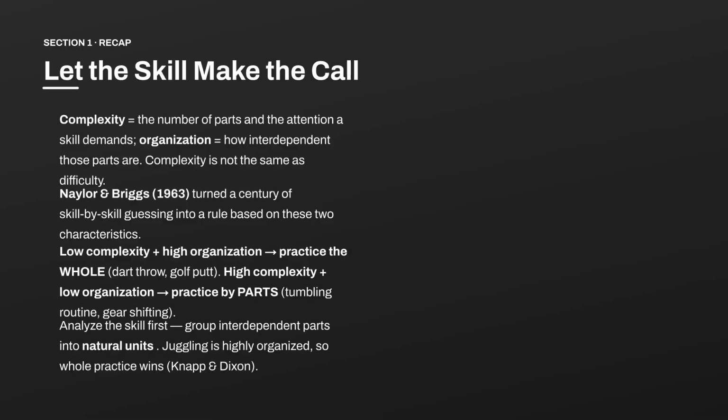Quick recap of part 1 before we move on. 2 characteristics drive every whole versus part decision. Complexity is the number of parts plus the attention demanded. And remember, it's not the same thing as difficulty. Organization is how interdependent the parts are. High organization means a tightly timed chain. Low organization means parts you can pull apart.